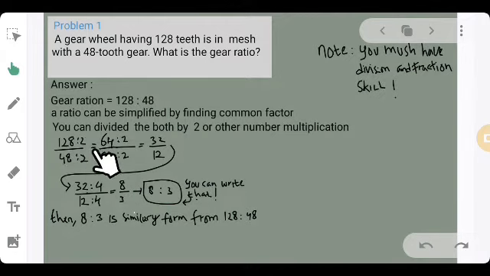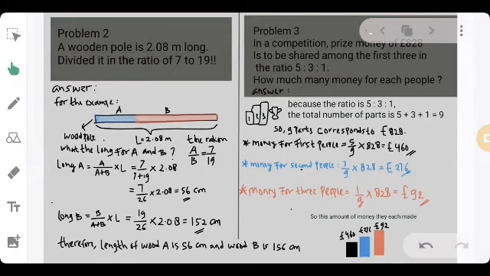128 divided by 2 over 48 divided by 2 equals 64 over 24. You can also divide by 2 again: 64 divided by 2 is 32, and 24 divided by 2 is 12. Next, you can divide by 4: the top divided by 4, and the bottom divided by 4. So the simplified ratio is 8/3, which is equivalent to 128 to 48.